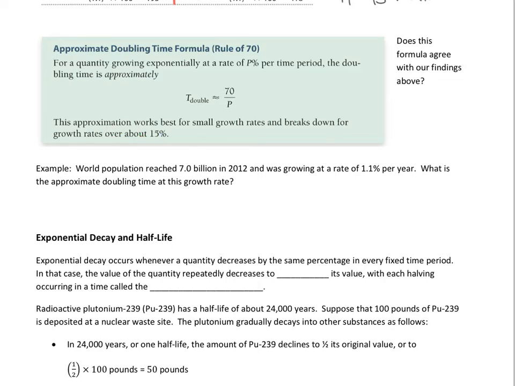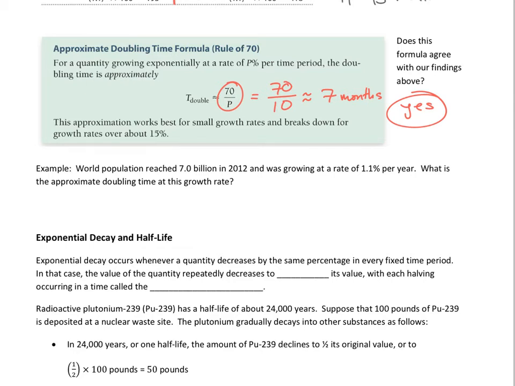So the question is, does this formula agree with our findings above? If we take this expression, 70 divided by 10, since it was a 10% growth rate, our doubling time is roughly 7 months. Does that agree with what we saw up there? Well, yeah, between month 7 and 8, it had doubled. And between month 14 and 15, it had doubled. So yeah, that works with what we found.